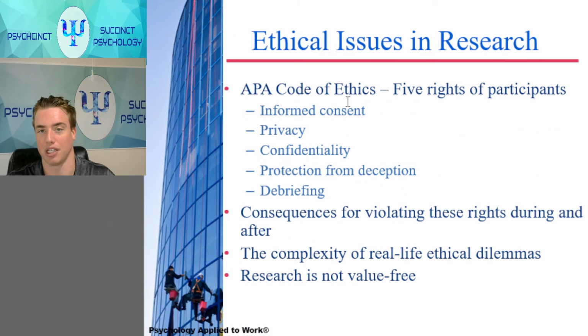Now, there are some ethical issues in research if you didn't know. So you have the APA Code of Ethics, you have the 5 rights of participants: informed consent, which means they are made aware of what the research is on, the process, all that stuff; privacy, so that they are aware that this is kind of private for them; confidentiality; protection from deception, so you can't be lied to. They can't be like, oh, we're gonna do this, and then they do something else. And then a debriefing after the research, which just explains the process and what was done, basically just letting you know.